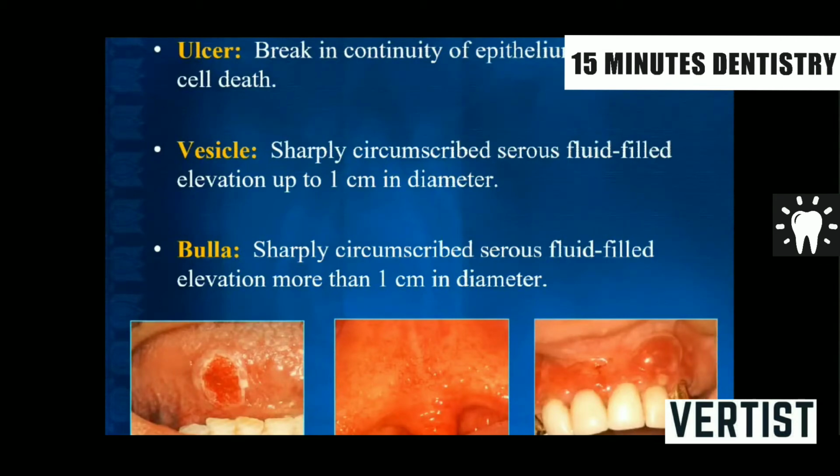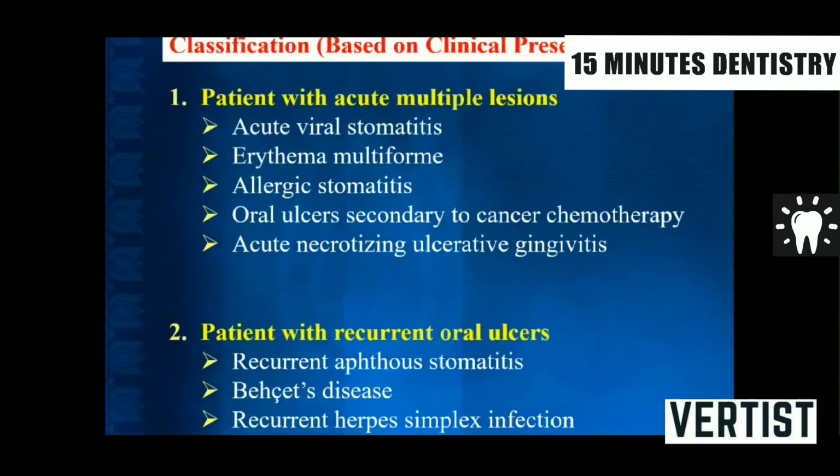And a bulla is a sharply circumscribed, same kind, it's a big vesicle. So it is a serous fluid-filled elevation which is more than 1 centimeter in diameter. Coming to the classification, which is very, very important. The first classification that I'll be dealing with is the one given in Burkitt, the classic one. Here, all the lesions have been classified according to their clinical presentation.